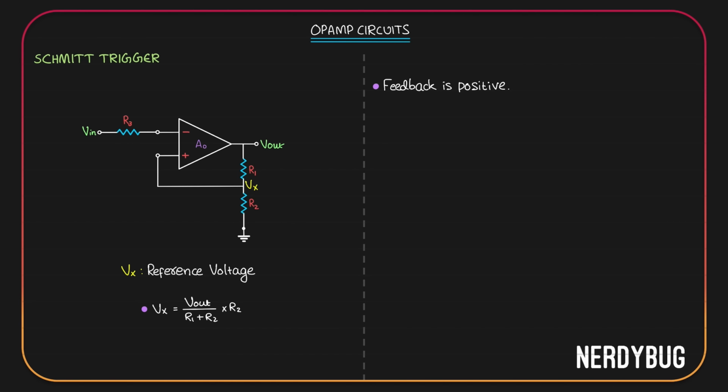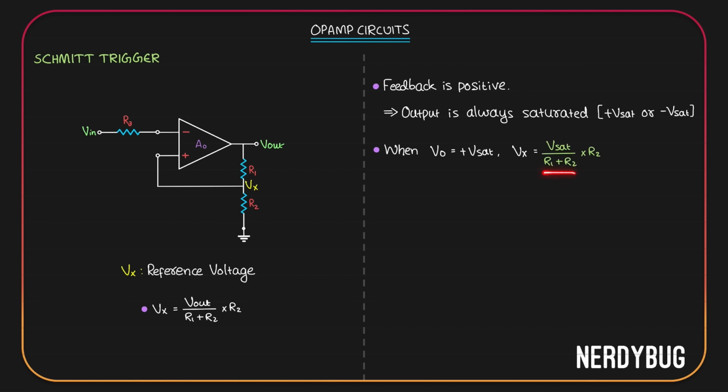Again, feedback is positive, which means the output is always saturated. It will be either plus Vsat or minus Vsat. Now, when output is plus Vsat, what will be Vx? It will be plus Vsat divided by R1 plus R2 multiplied by R2. When output is negative Vsat, Vx will be negative Vsat divided by R1 plus R2 multiplied by R2.